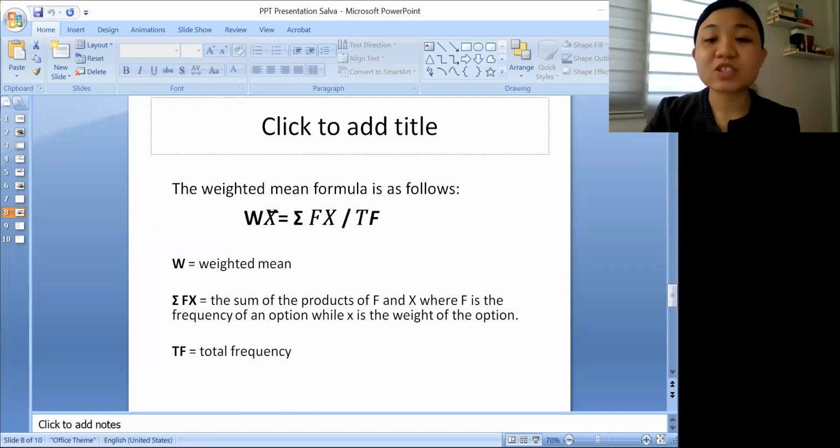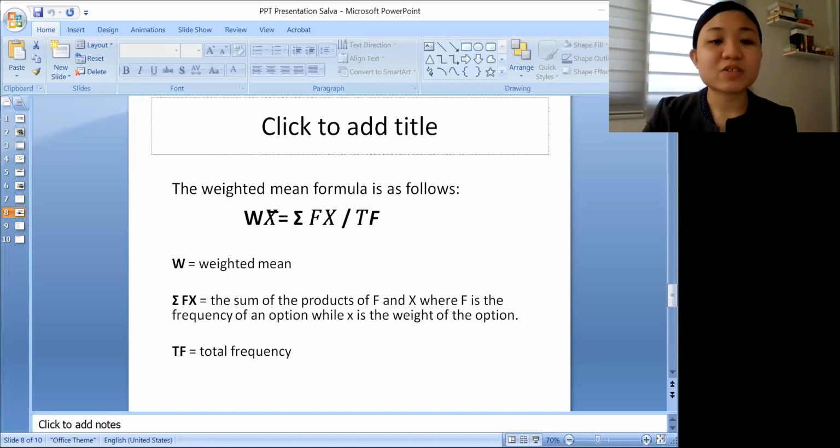Colloquially, measures of central tendency are often called averages. The weighted mean formula is as follows: Wx is equal to sigma fx divided by tf. The variables present in the formula are defined as follows. W represents the weighted mean.